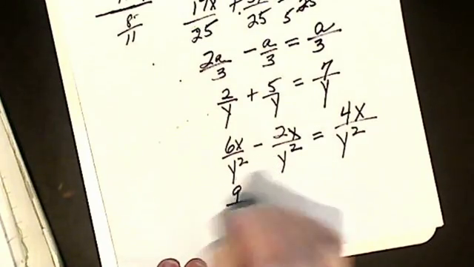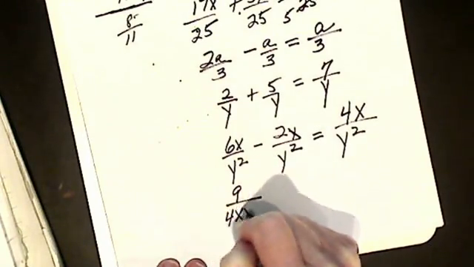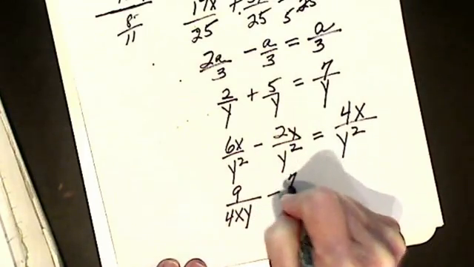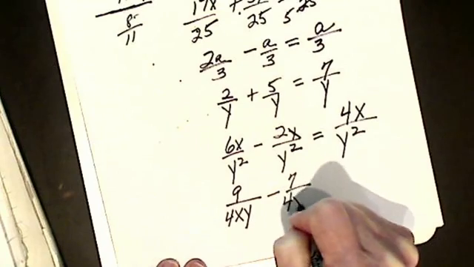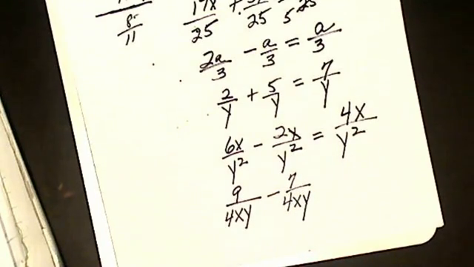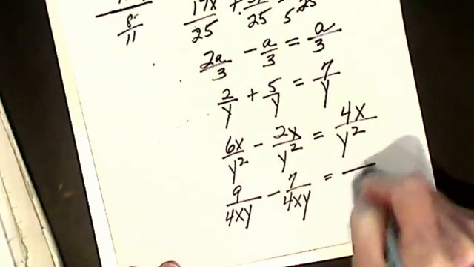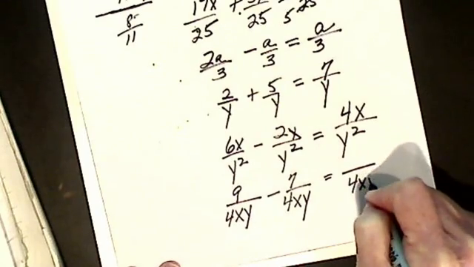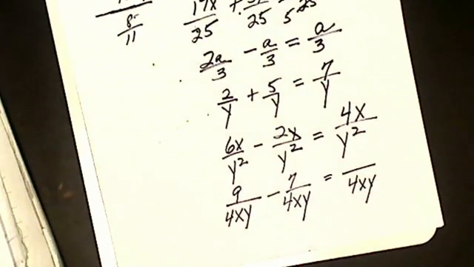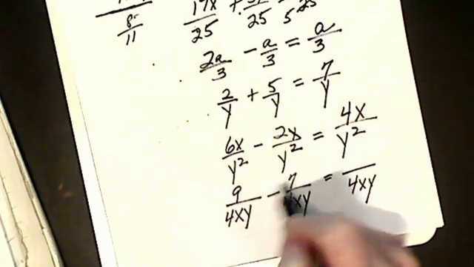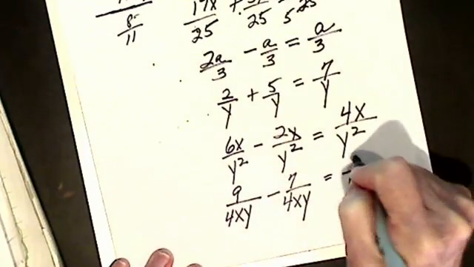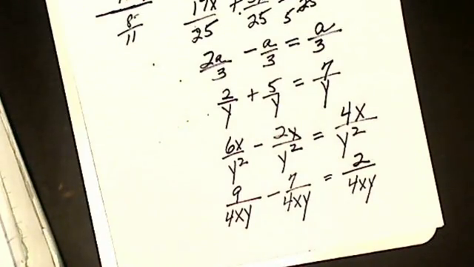Let's say I have 9 over 4xy minus 7 over 4xy. I have the same denominator. I put it down, 4xy. I subtract, combine like terms. 9 minus 7 is going to give me a 2.